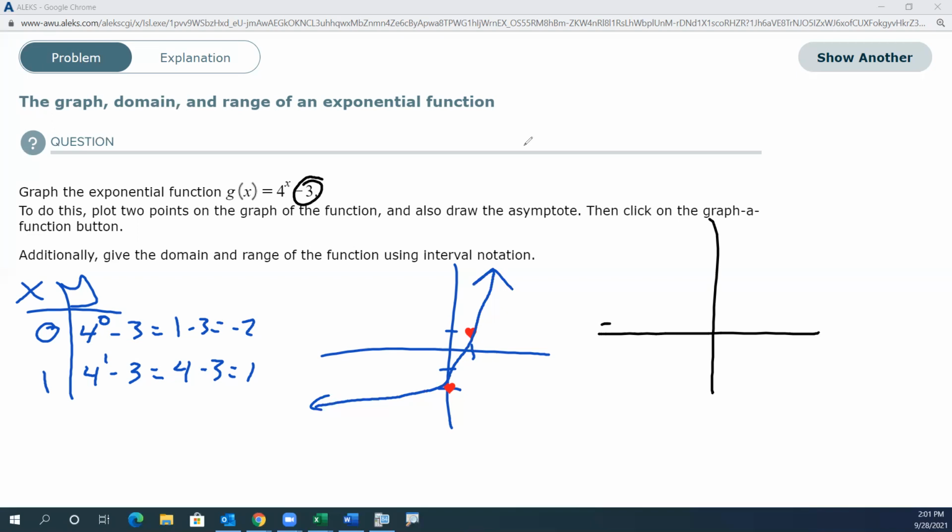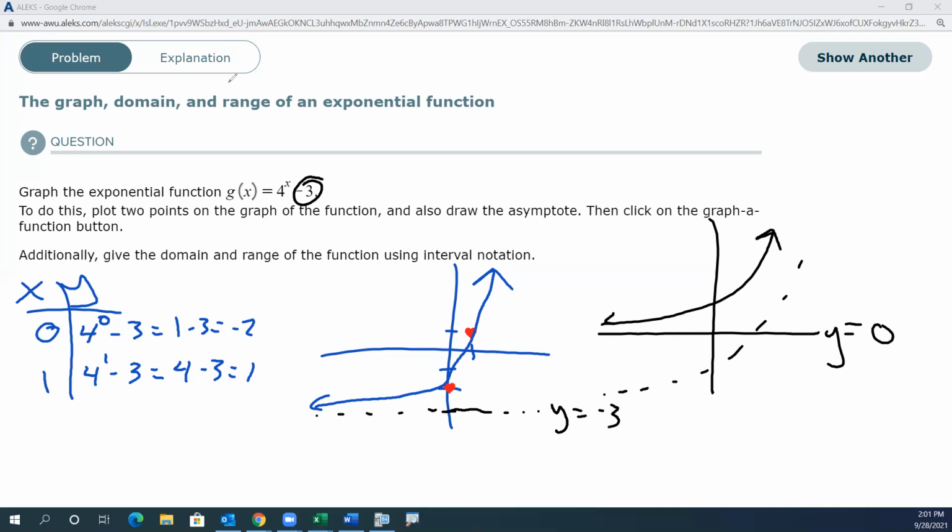So without the -3, it looks like this. Okay, and the whole thing got shifted down 3. So the asymptote got moved down 3. The asymptote, which was y = 0, the x-axis, went down to y = -3. Now, if you don't believe me, and knowing me, I suppose that makes sense, you could check it on your calculator. Let's take a look at that.